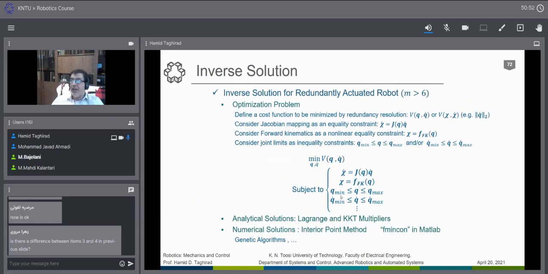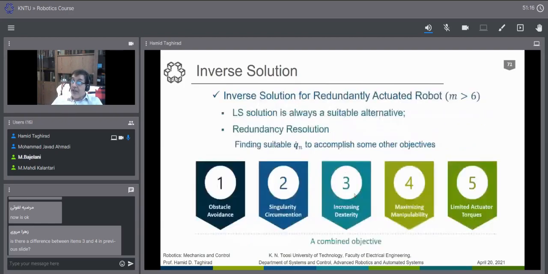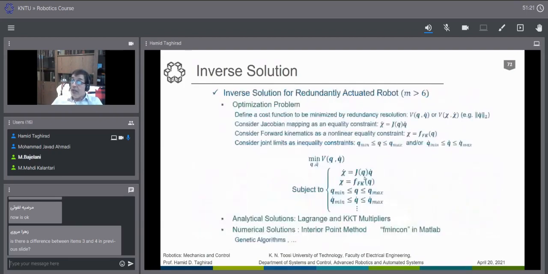Some upper bounds and lower bounds. For example, Q could be between two values. Q dot could be between the minimum and maximum values, and these Q's are all vectors. They are not just one Q. We have a number of Q's and a number of Q dots. And also, if we have some limited torque actuation, if we can bring the torque actuation in as a mathematical formulation here, we will discuss that in our dynamics problem in the next chapter.